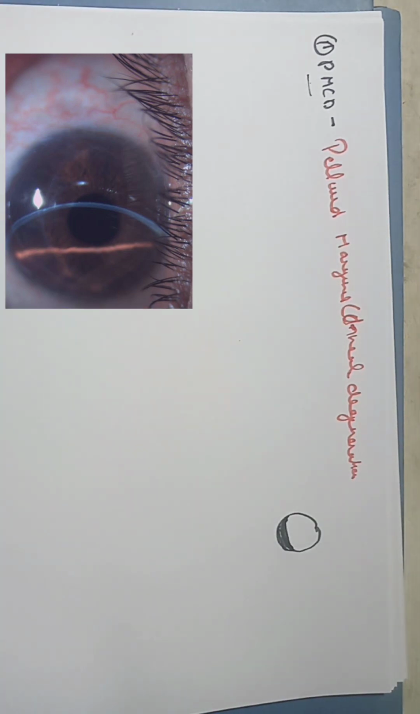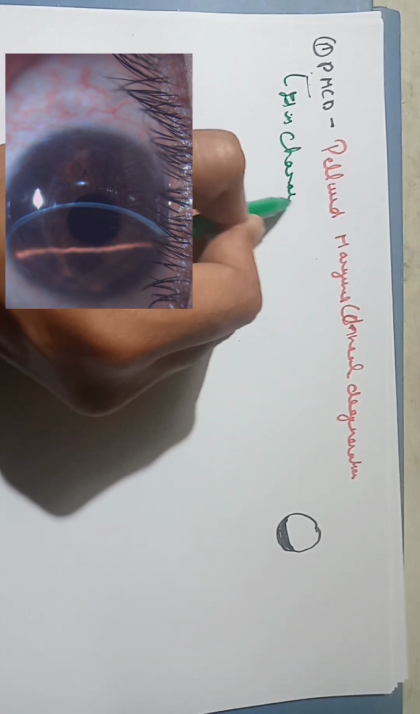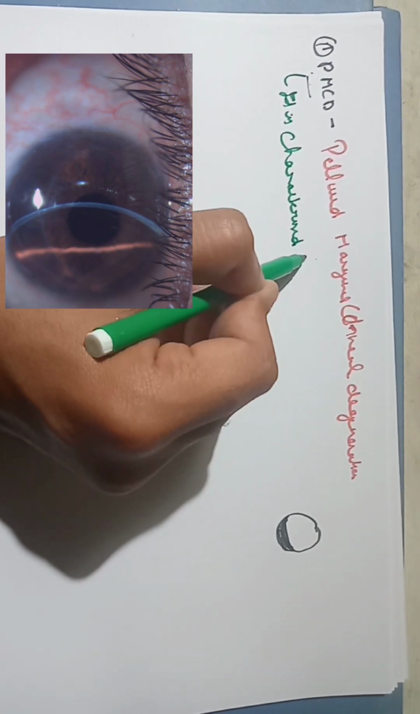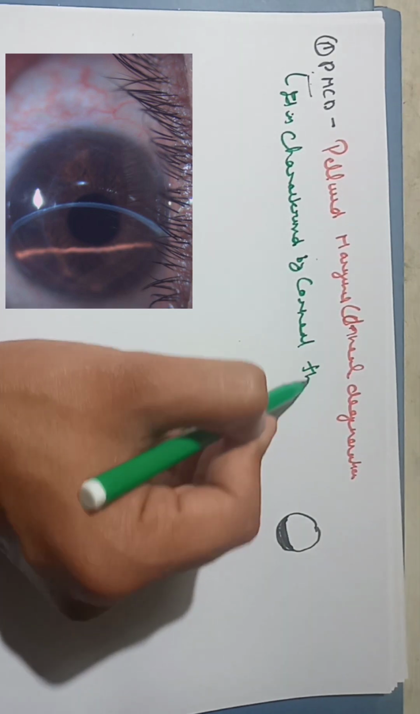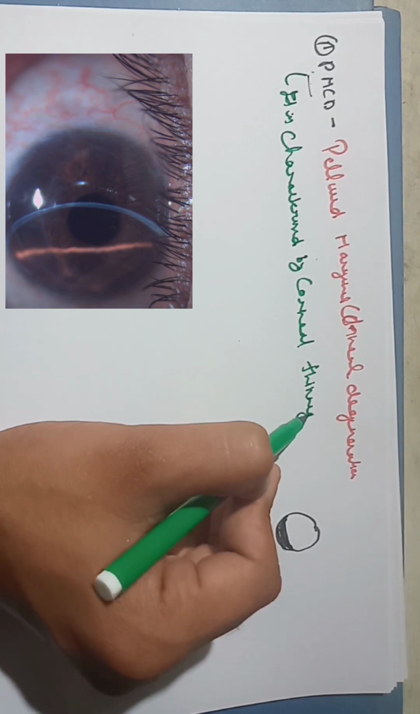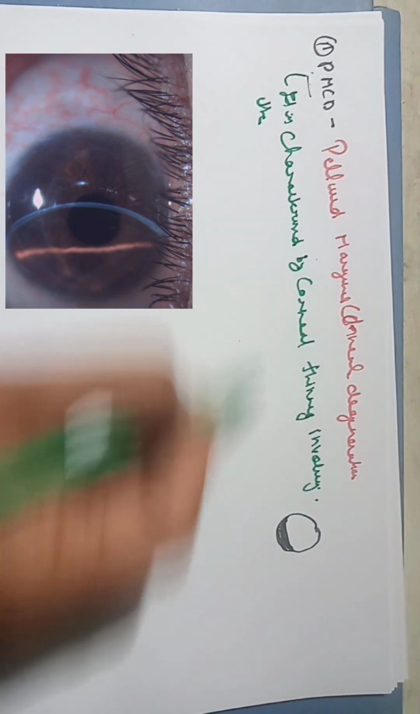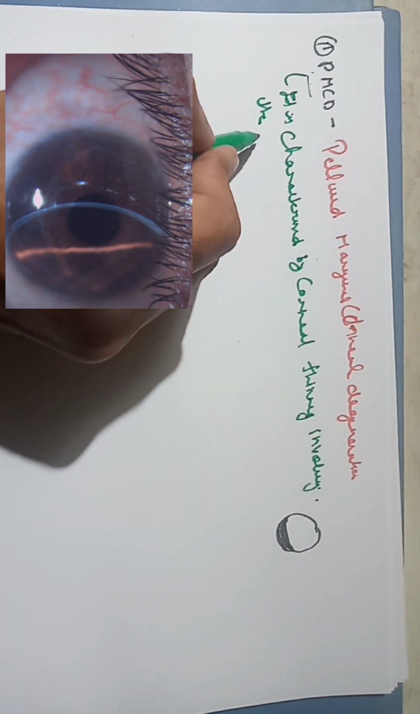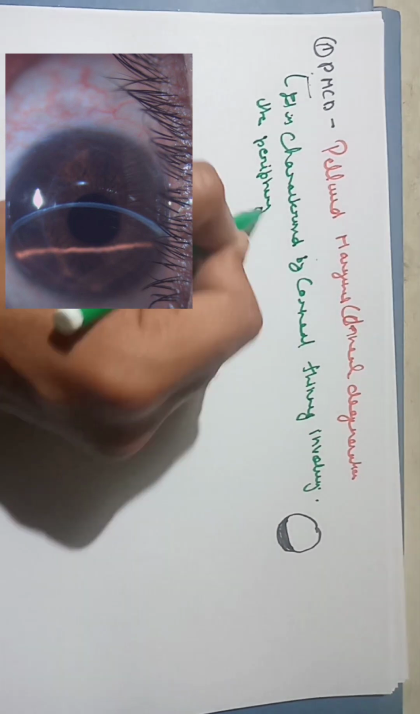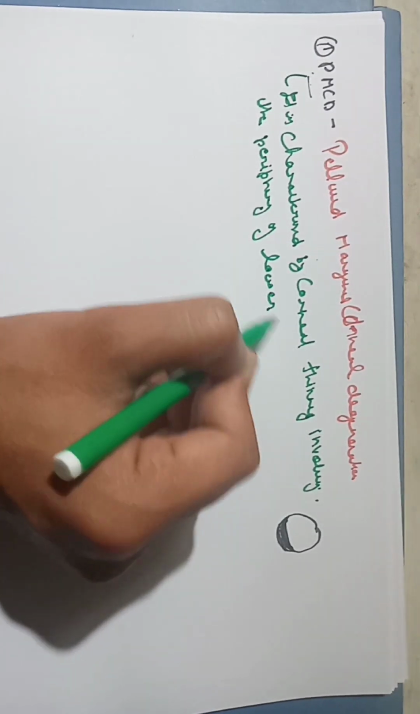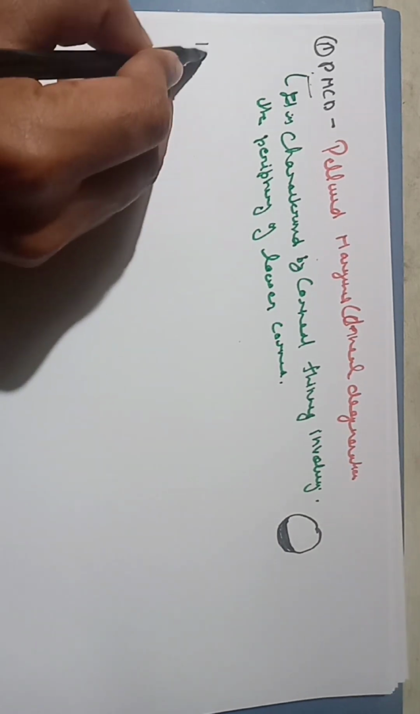It is characterized by corneal thinning involving the periphery of the lower cornea only.